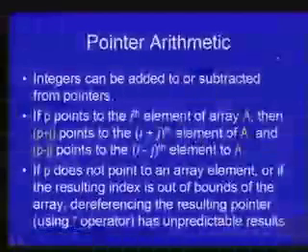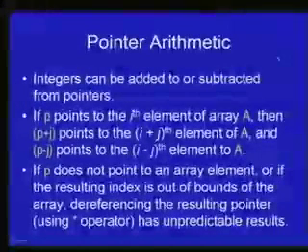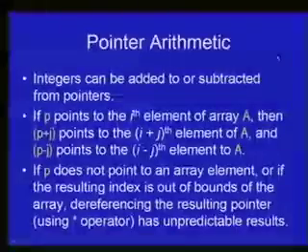Okay, let's now come to another related notion, and that's the notion of pointer arithmetic. You might be surprised to know that in C you can actually do some arithmetic with pointers. The arithmetic which is allowed with pointers is very limited. You can add or subtract integers to or from pointers. That is, you can add an integer to a pointer, or you could subtract an integer from a pointer.